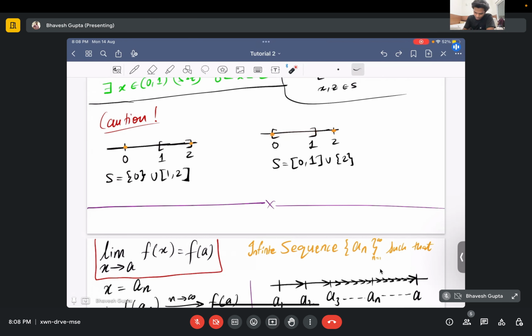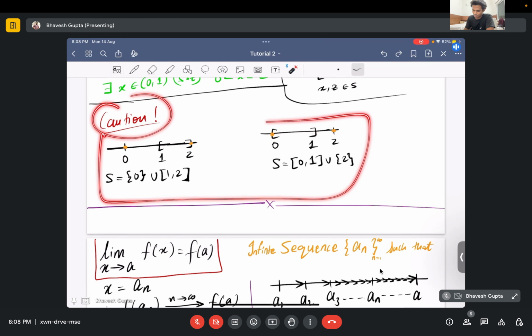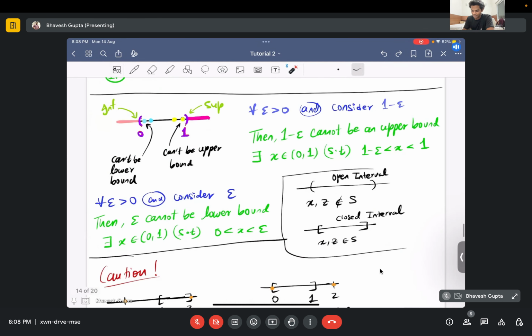So you have to be very cautious with this particular situation where this analysis doesn't work. Okay.